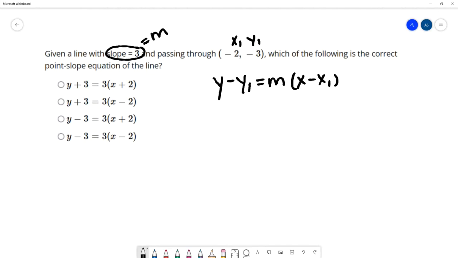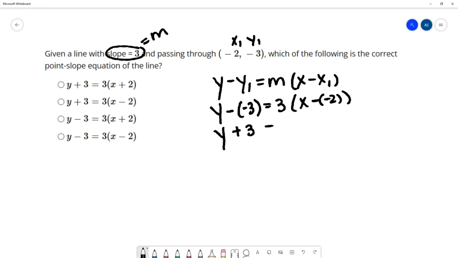So we're going to substitute these values into the formula to get y minus negative 3 equals 3 times x minus negative 2. And I'll simplify everywhere I see these double negatives, and I have y plus 3 equals 3 times x plus 2. And you can see that this choice right here is the correct choice.